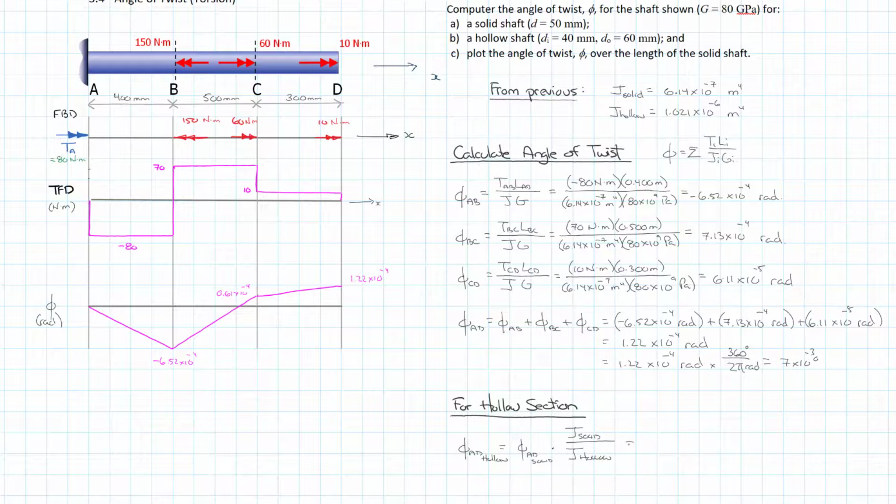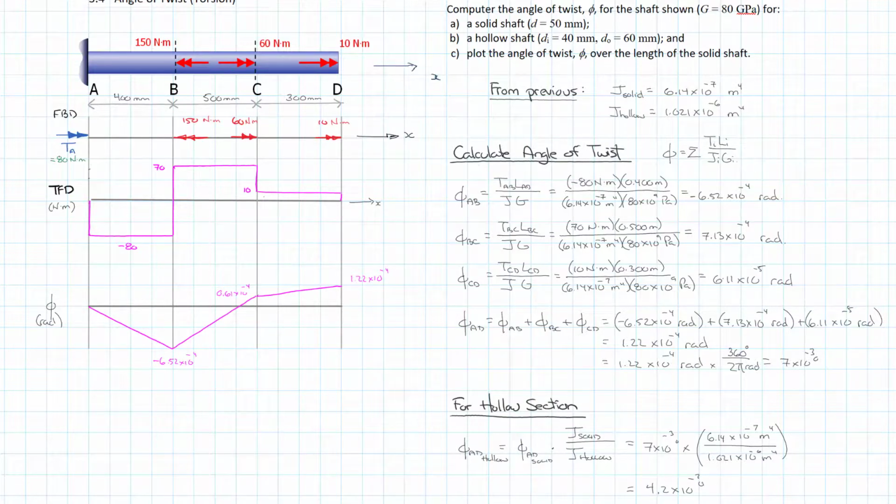And so when we do that, we have 7 times 10 to the minus 3 degrees. And we're multiplying that by that ratio, so 6.14 times 10 to the minus 7 meters to the fourth, divided by 1.021 times 10 to the minus 6 meters to the fourth, and we get a total displacement of 4.2 times 10 to the minus 3 degrees.